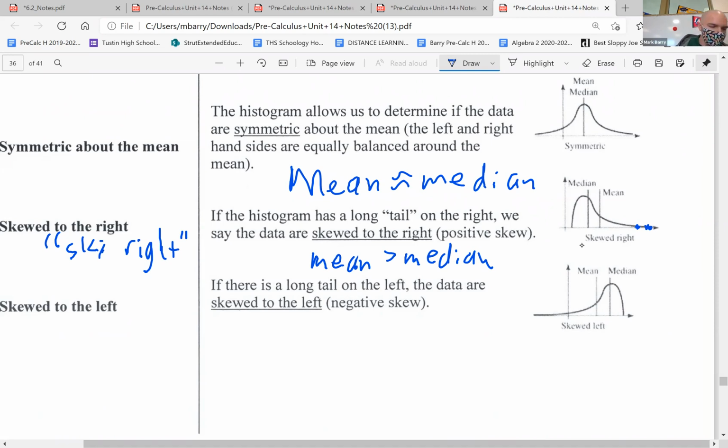So conversely, with the skewed to the left, which I would want to skew to the left on this one, the mean gets pulled to the left because we got a few data points, a few outliers on the far left that are pulling the mean in that direction. All right, cool.